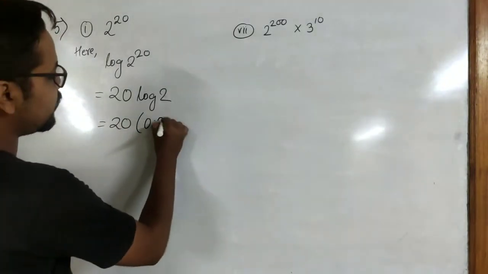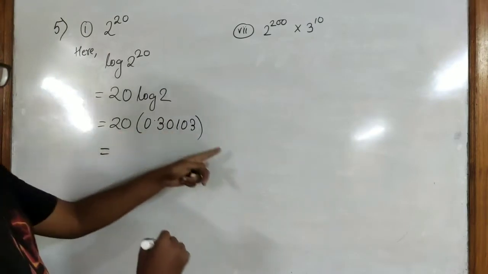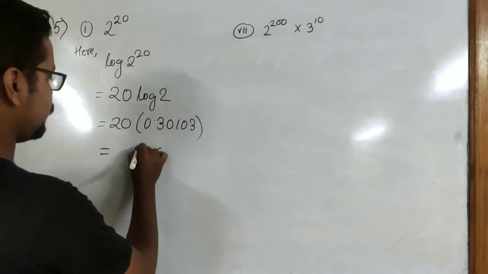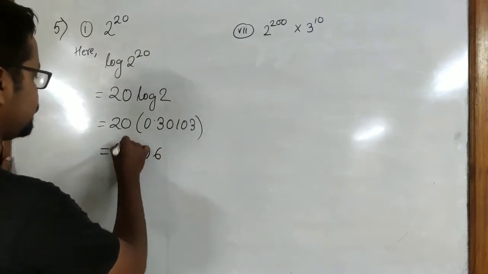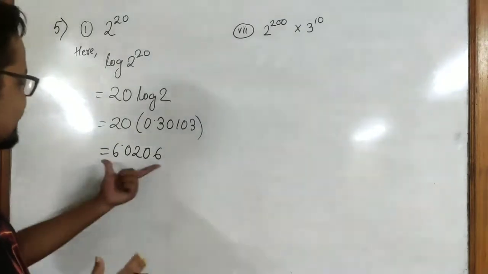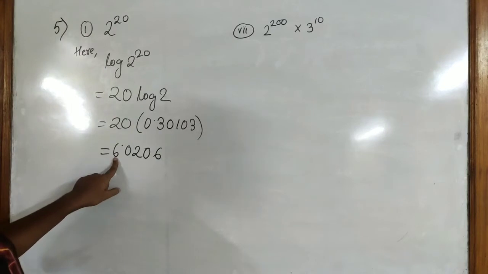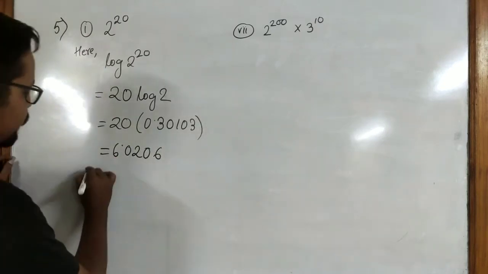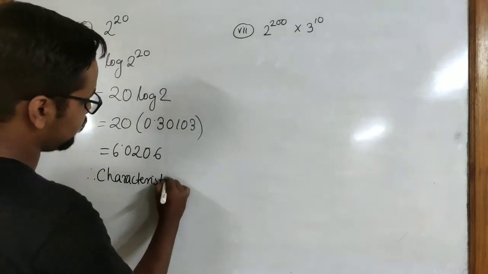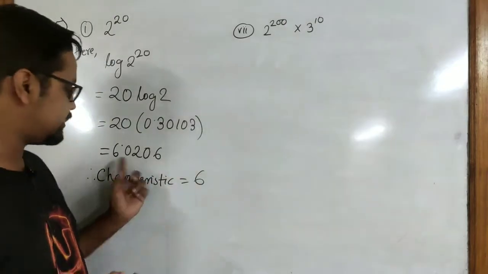So it is 0.30103. Now if we multiply this, what do we get? We get 6.0206. This is the value. So what is the characteristic? When you find the logarithm, the number before the decimal point here is the characteristic, right? So therefore the characteristic is 6.